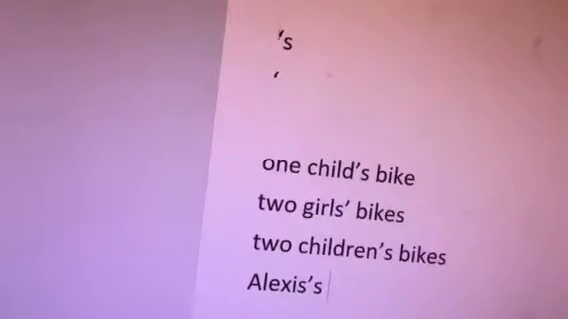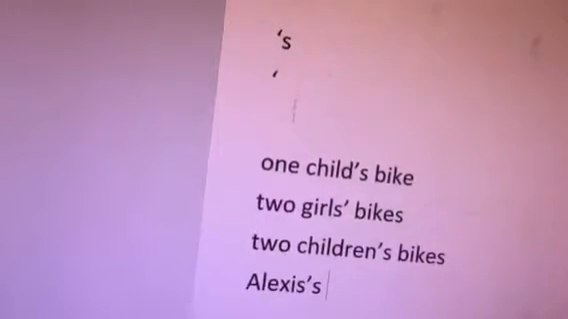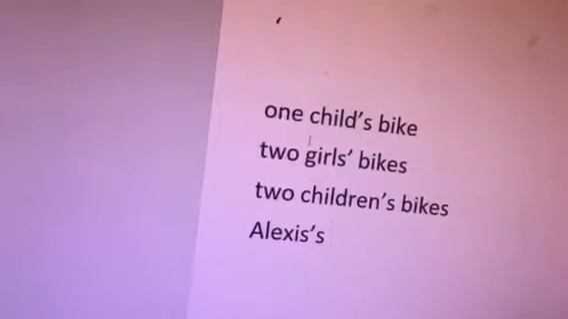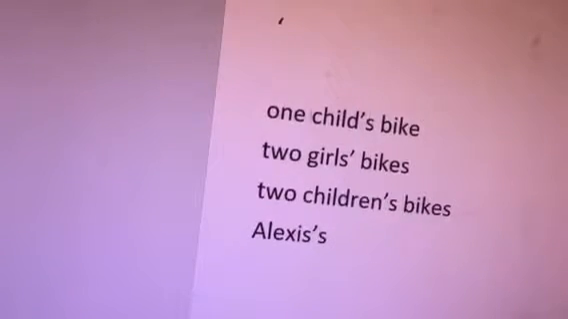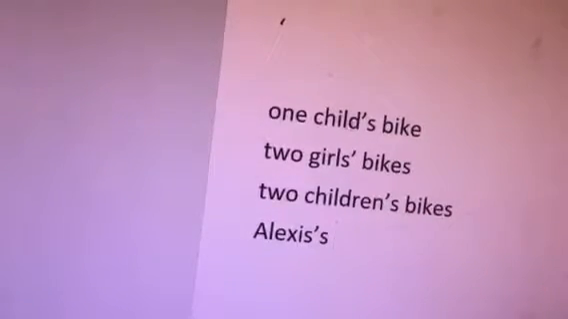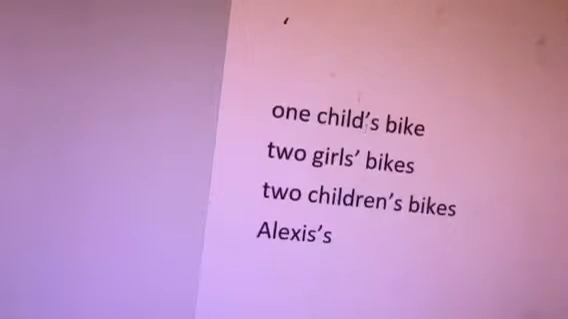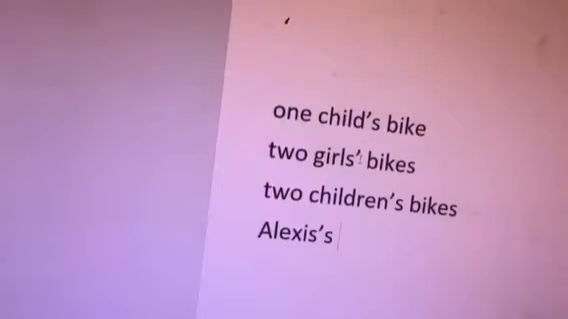So when do you do that? When do you use the apostrophe S, and when do you just use the apostrophe? Just a very quick tutorial for you guys that may need it. When we have a singular noun, as in one child, and we're wanting to show ownership, the bike belongs to one child, we add an apostrophe S. So when we have a singular noun, we add an apostrophe S. When we have a plural noun that ends in an S, like in this case, 2 girls, then we simply add an apostrophe.